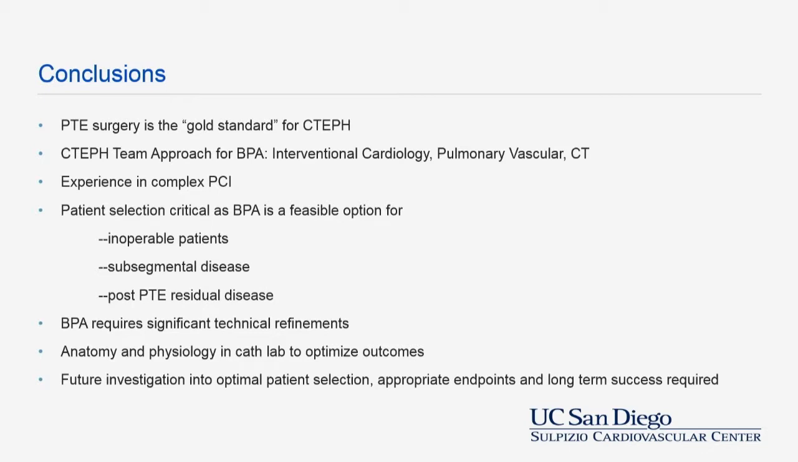There's a lot of technical refinements, lots of issues with respect to defining what the best strategy is. Every center has come up with a little bit of their own strategy, so we need to standardize some of it. By and large, I believe that this treatment has to be more physiology-based than anatomically based, although there's clearly a role for anatomy as well. So future investigation will focus on identifying optimal patients for BPA. We need to define appropriate endpoints. When do you stop? How long do you keep each session going? And what are the measures of long-term success? Those presently remain unknown. Thank you.